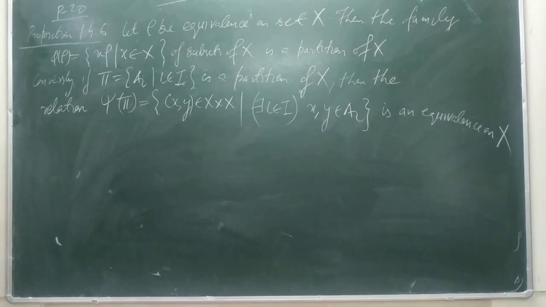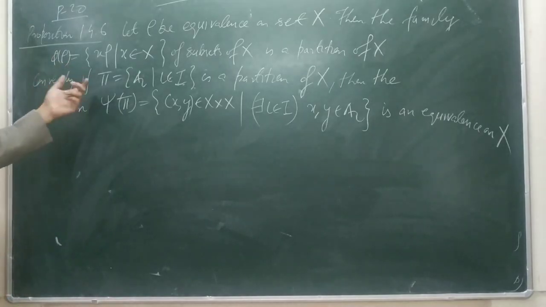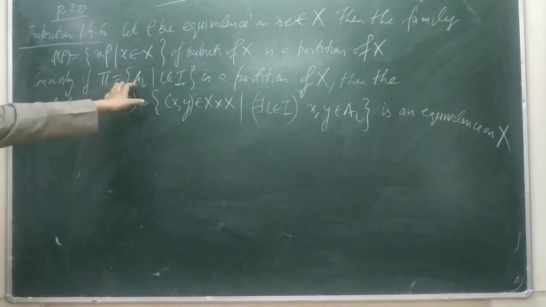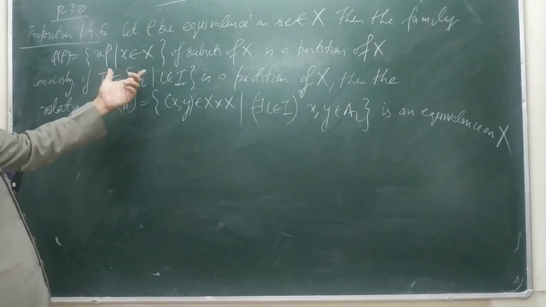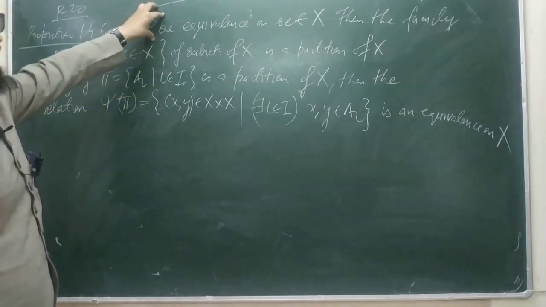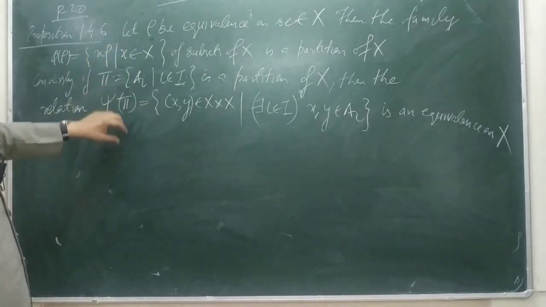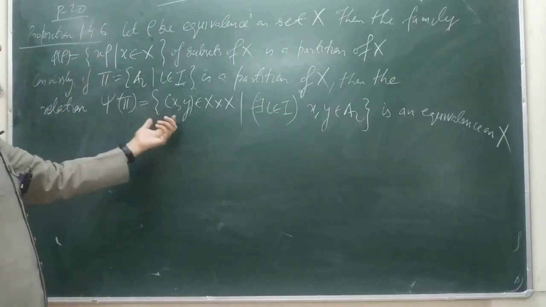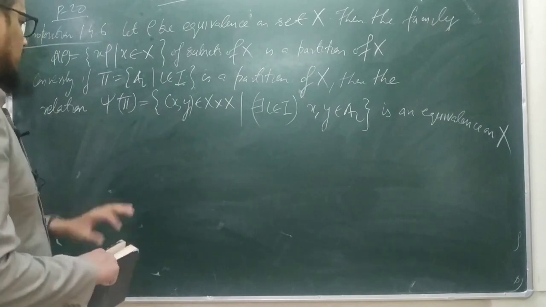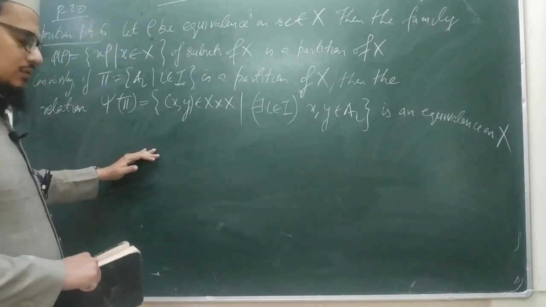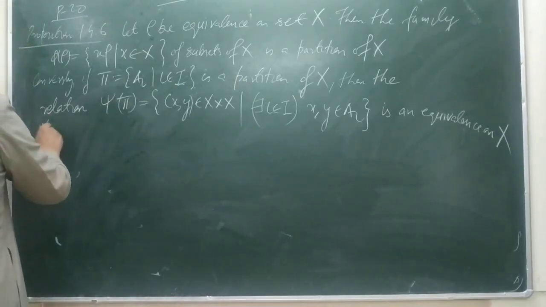So let rho be an equivalence on set X, then the family phi rho is a partition of X. First we have proved that this is an equivalence relation on X, then this family is a partition of X. Now conversely, what we have to prove? That if this is a partition of X, then this relation is an equivalence on X. We have to prove some more things, but first I will prove this, then I will write the rest later. So see the proof of it.